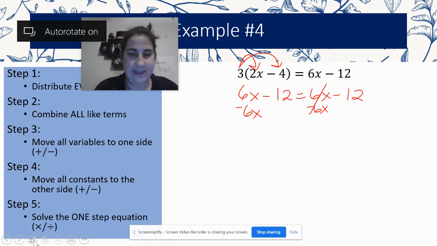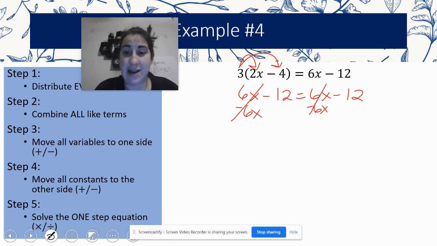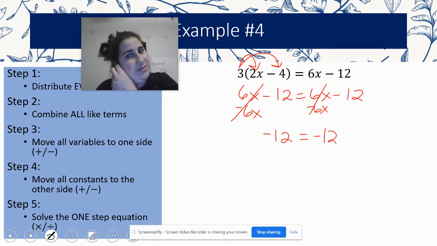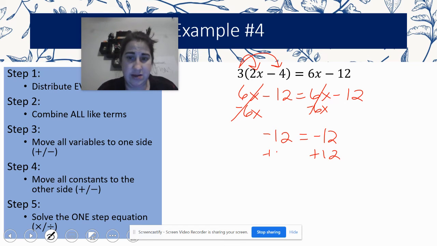All right, so these cancel out, and now I'm left with negative 12 equals negative 12. This is weird, right? That's correct, right? I'm going to add 12 to both sides. That cancels out. I get 0 equals 0. Is that what you guys got? Or did you get x is equal to x?